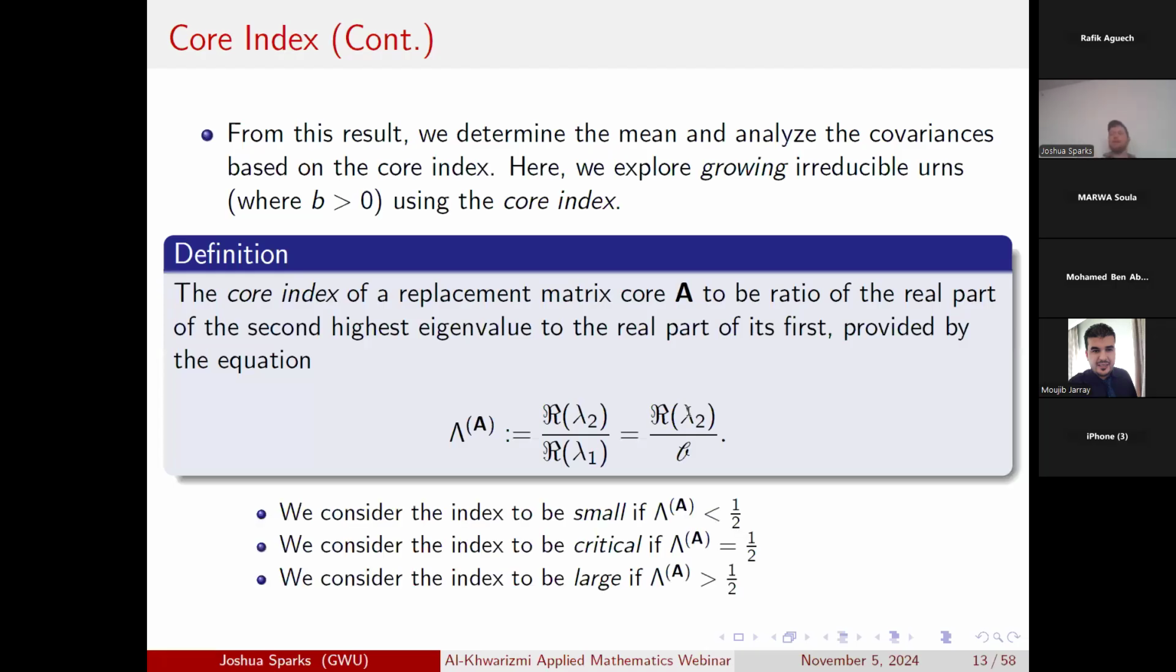And we have three different criteria that come from this analytic partition. One, when the core index is small, less than a half. One case when it's critical, and that's when it's equal to a half specifically. And one when it's large, greater than a half. Now note that based on this structure, irreducibility means that, because the real part of the second leading eigenvalue is never going to be equal to the first, in the large situation for irreducible urns the index is always going to be less than one but greater than one half.